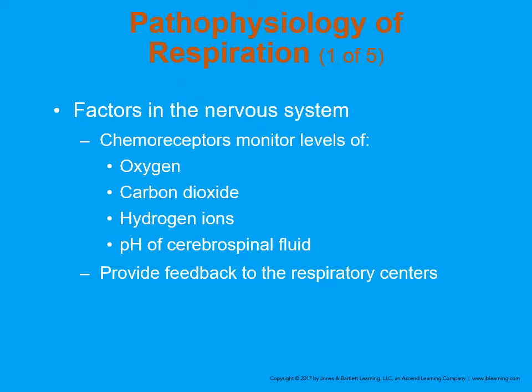Pathophysiology of respiration, factors in the nervous system. Chemoreceptors monitor levels of oxygen, carbon dioxide, hydrogen ions, and the pH of cerebrospinal fluid and provide feedback to the respiratory centers.